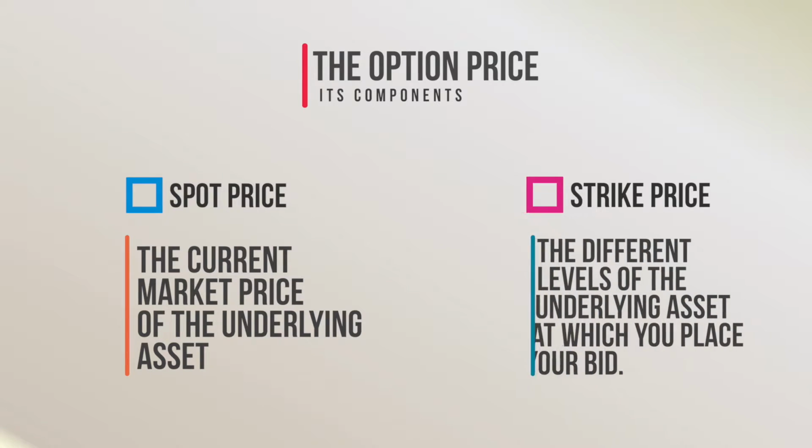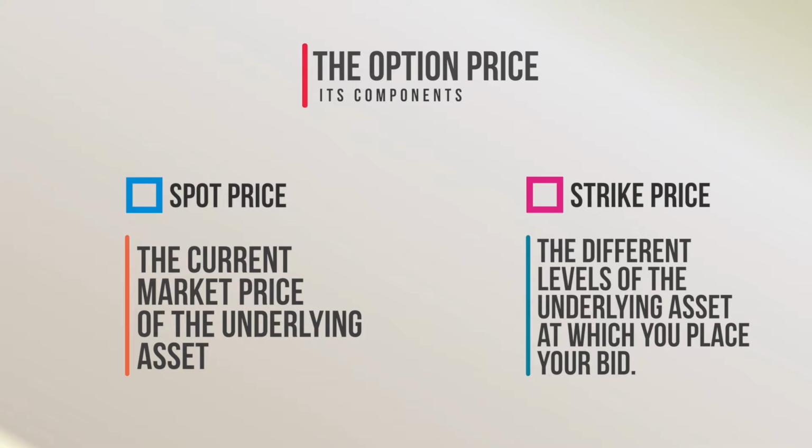Understanding strike price is a bit difficult. So it's basically the different levels of the underlying asset at which you place your bid. Bid matlab you can either buy the underlying asset at that level or you can sell the underlying asset at that level. ठीक है? Now हर एक शेयर का या हर एक underlying asset का अलग अलग strike prices होता है. And this list is available on NSE India and you can trade on them.